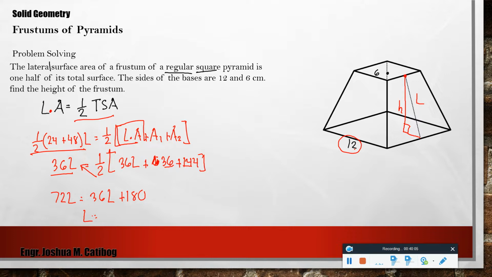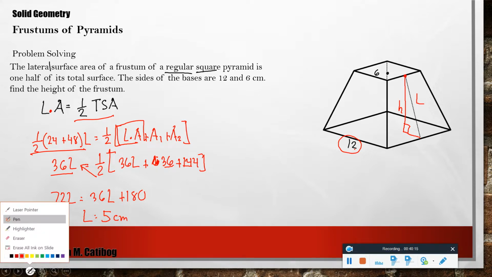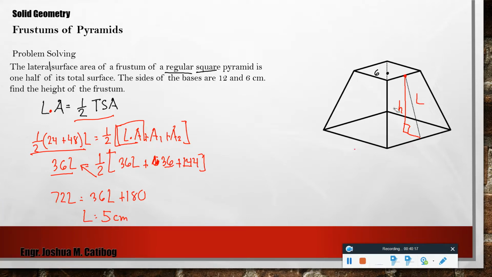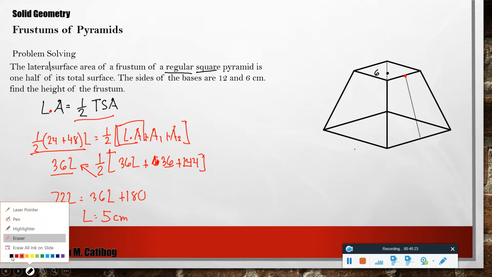Okay, then 180 minus the answer. So we have here L is equal to 5 centimeters. Okay, sir, meron na po tayong L which is 5 centimeters. So tingnan niyo po yung gagawin ko dito, guys. Okay, burahin ko lang na dito ha. Papakita ko sa inyo. Okay, so we are going to form ulit another triangle.